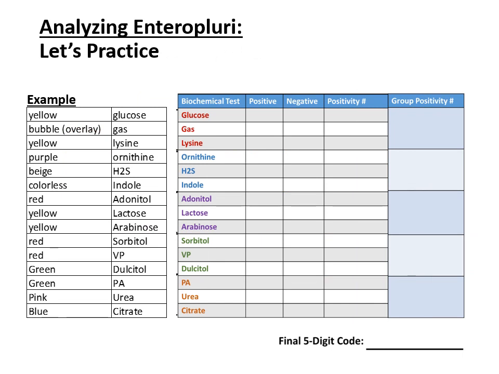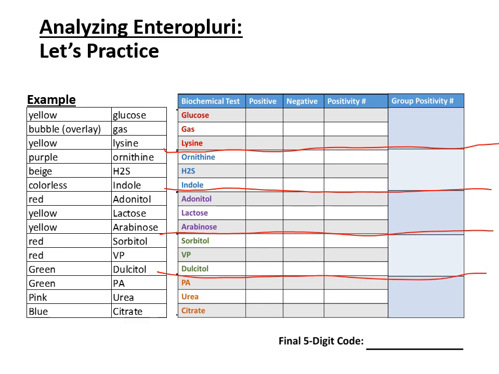Okay, so analyzing Enterotube. When you're going to analyze an Enterotube, remember the first thing I said you should do is separate your groups on your chart. So go 1, 2, 3, glucose, gas, lysine, I make a line. Ornithine, H2S, indole, that's another 3, I make a line. And after every group of 3, I'm going to make a line. Then what I'll do is I'll go test by test and ask myself, is it positive or is it negative? So the first test we're looking at is glucose. The result says it turns yellow, which is a positive result.